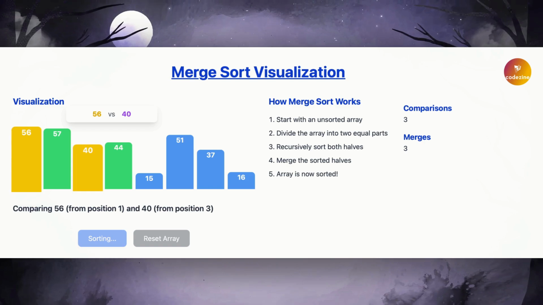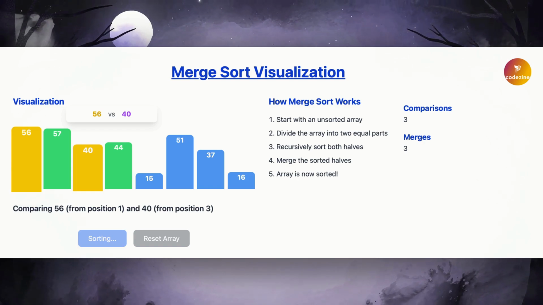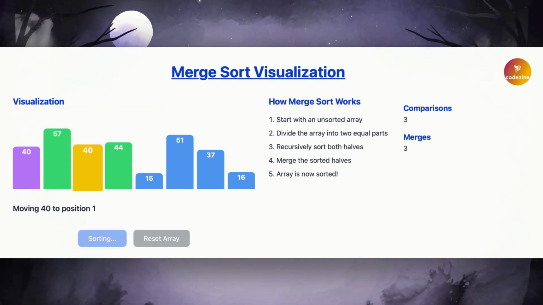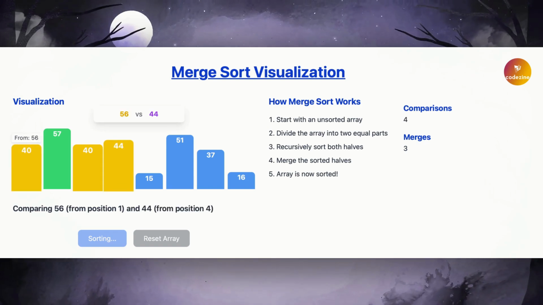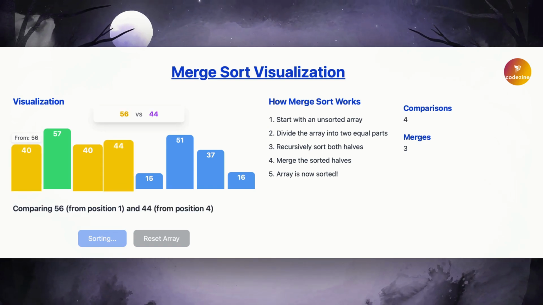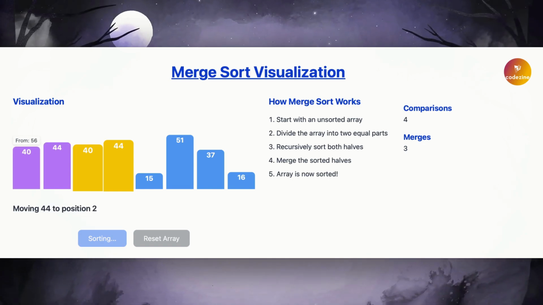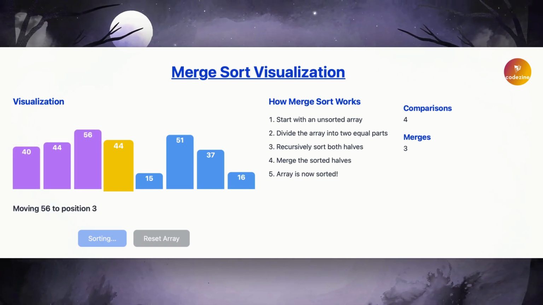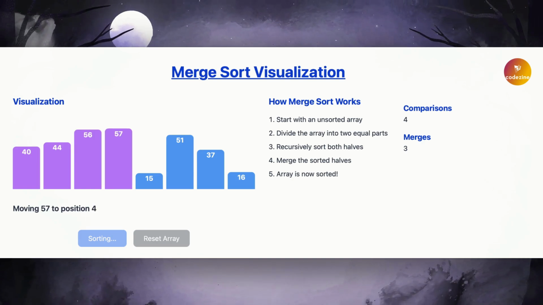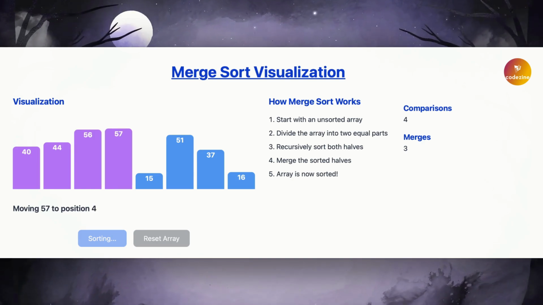Comparing 56 from position 1 and 40 from position 3, moving 40 to position 1. Comparing 56 from position 1 and 44 from position 4, moving 44 to position 2, moving 56 to position 3. Moving 57 to position 4.